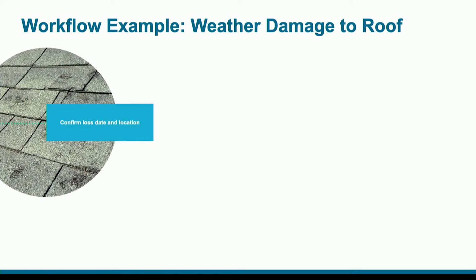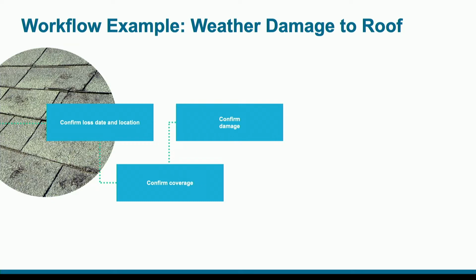So I want to go through a couple examples to talk about that, and I'm going to start with this one of weather damage to the roof, and just walk through a very simple possible version of an ideal workflow, which starts with confirm loss date and location. Standard stuff, made easier with digital intake. Confirm coverage, it's why you have an integration to your policy system. Confirm damage. This is a lot easier than it used to be now that we're all carrying high-resolution digital cameras in our pockets and can send pictures, right, to say this is what my roof looks like.